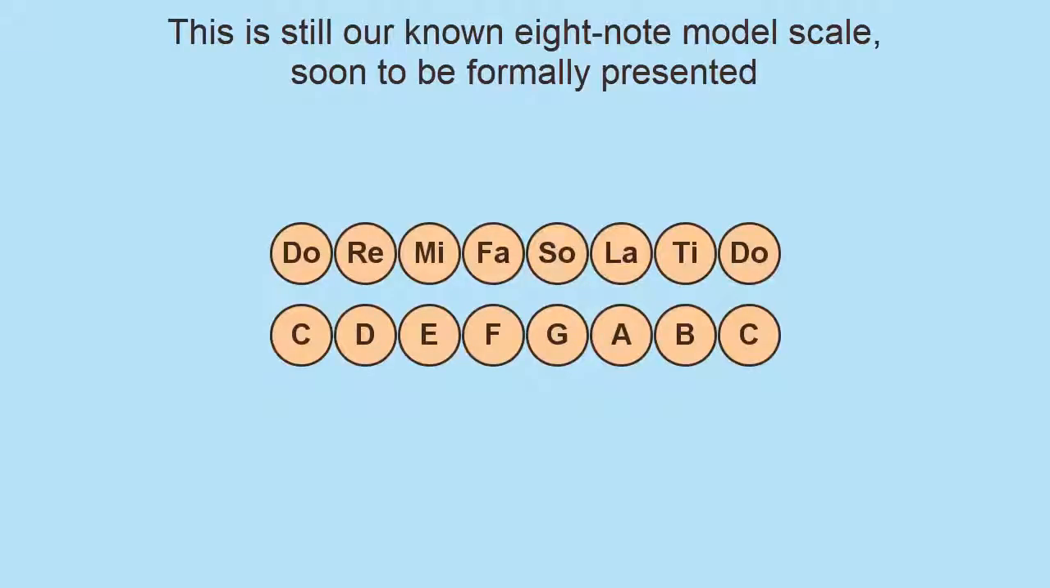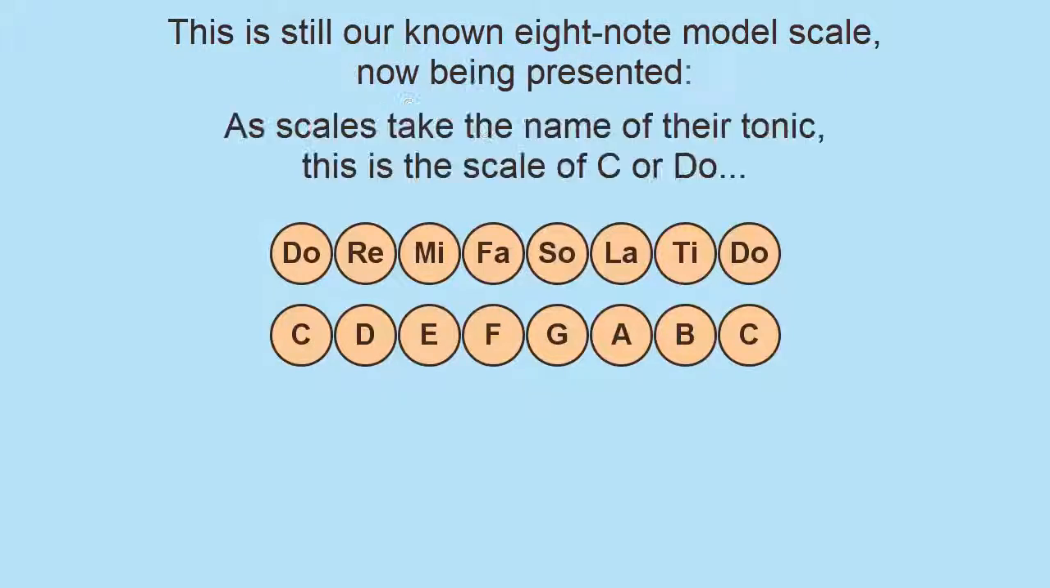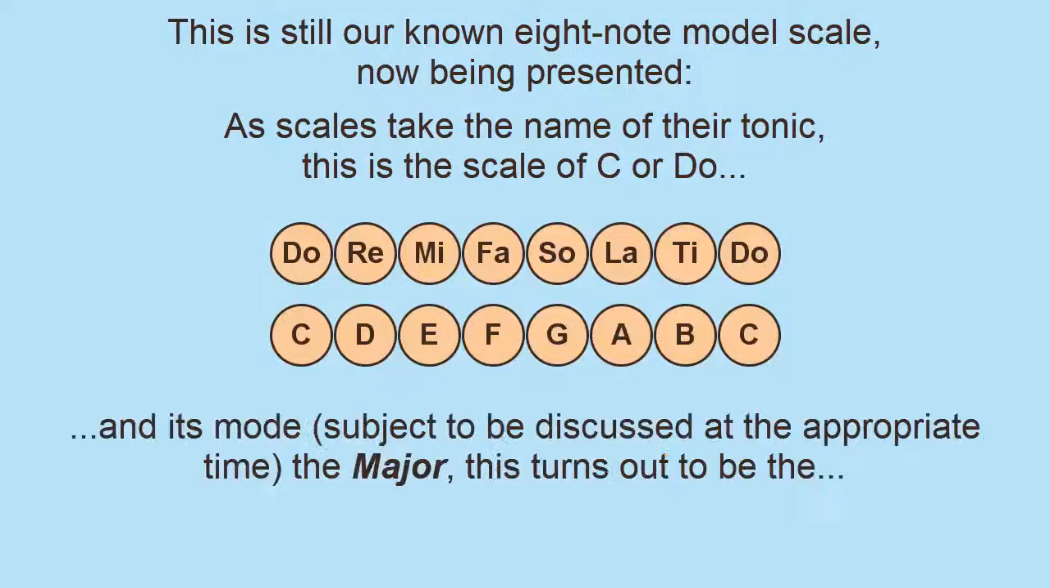Regarding scales like these, all we need to know for now is that they are named after its tonic, and for the most curious, they also have a mode attribute that in this case is the major, which we will discuss in due course. All of this means, in few words, that this is the C or Do major scale.